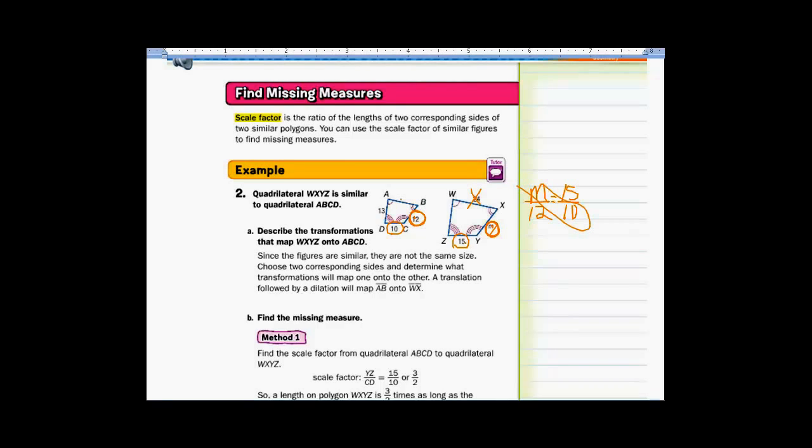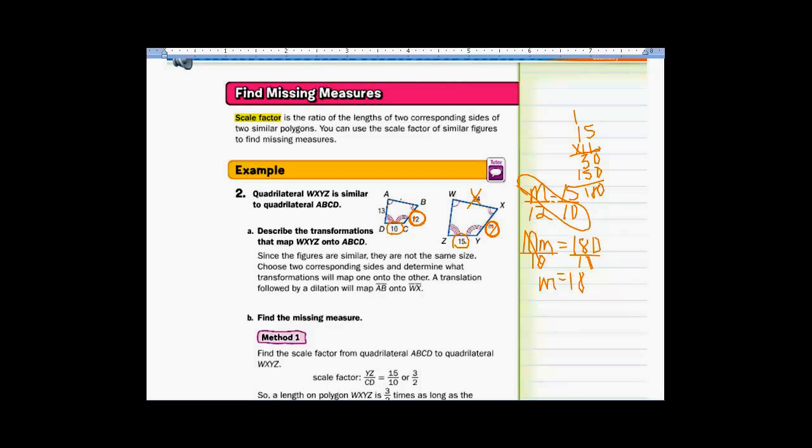How would you write 10 times m? Well, 10 times m, a letter times a number, is just 10m. 15 times 12 is 180. All right, now you've got a basic algebra problem. Divide both sides by 10. M is equal to 18.